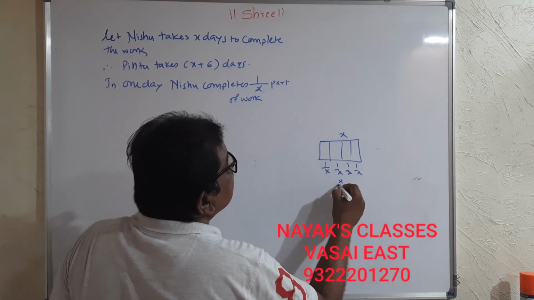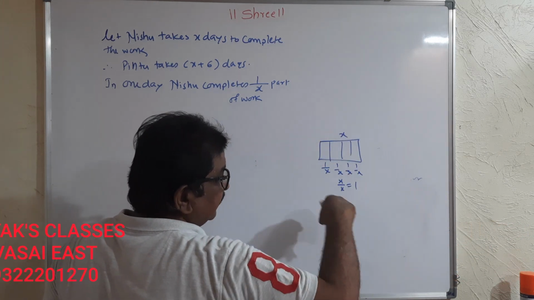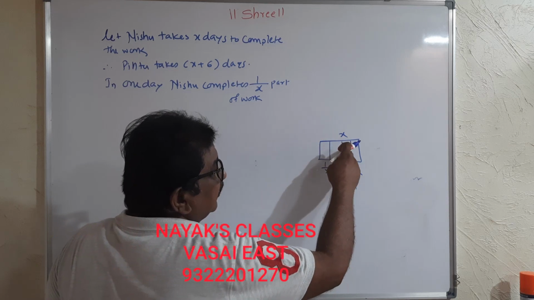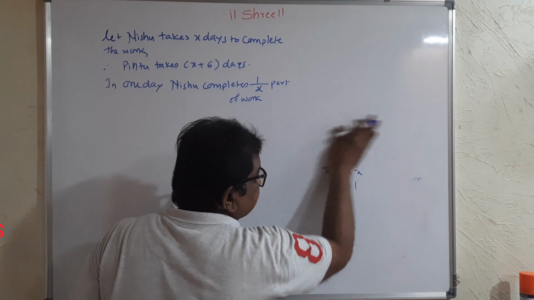And the total will be x upon x, the full work. So this is the idea. To complete the full work, he takes x days. So in one day, 1 upon x.